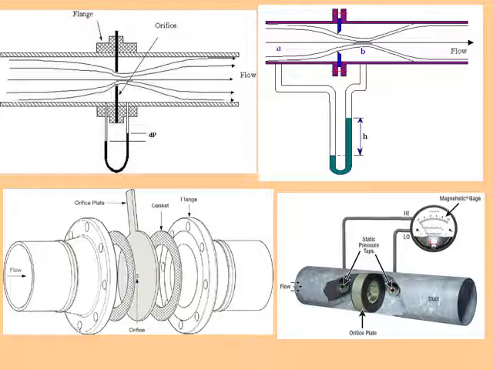So here it shows the views of the orifice plate. Actually there is a flange of the pipe, and two gaskets are used while inserting this orifice plate into the flange, in order to prevent the leakage of the fluid through the openings or the gap between the flanges.